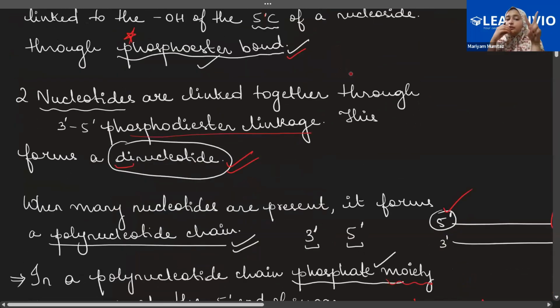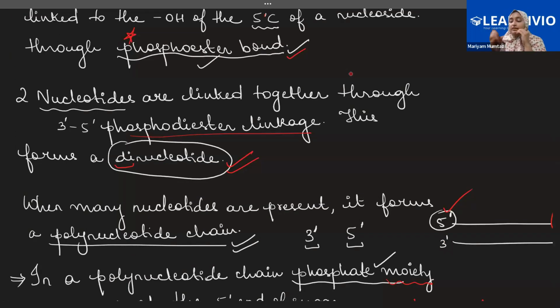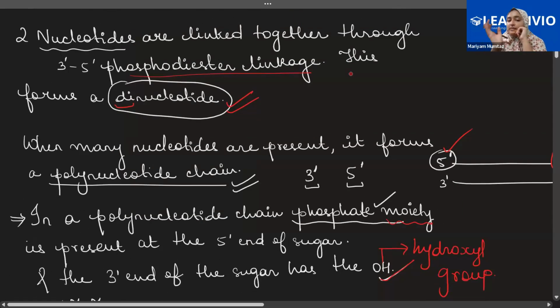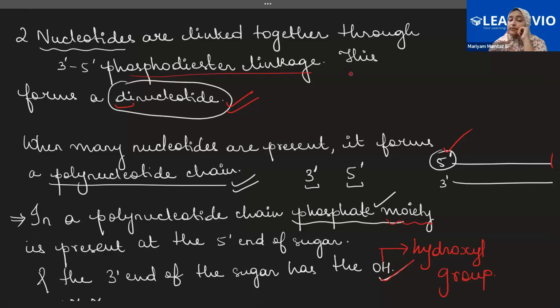When two nucleotides are linked together, the bond between them is the phosphodiester linkage, and this forms a dinucleotide. When many nucleotides are present together, a proper polynucleotide chain is formed, and this polynucleotide is what our genetic material is.